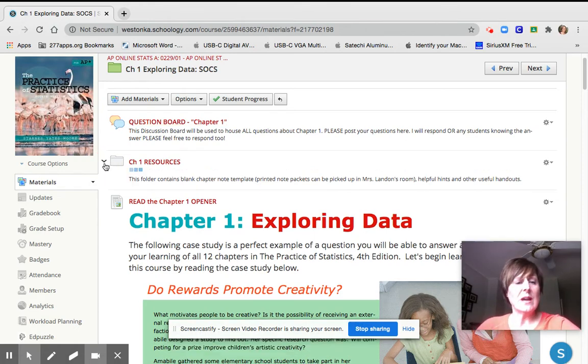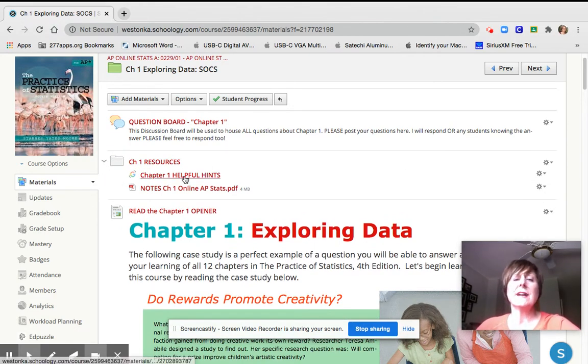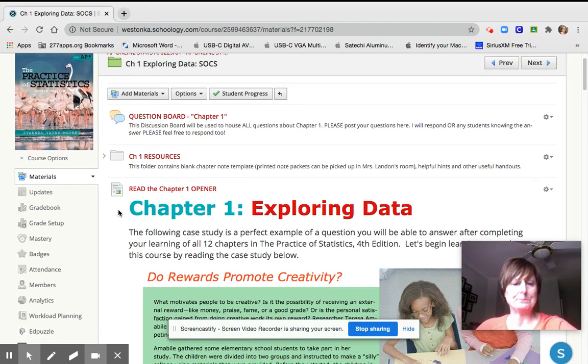There's always a chapter resources section, and in here you're going to find a link to some chapter helpful hints, things that summarize a chapter, what I think is very important for you to know for your exams. And then a copy of the electronic version of the hard paper note packet that I give you in class. People that use iPads really like this because they can pull it up on their iPad and take their own annotated notes electronically versus using the hard paper copy. But I will supply the paper copy every chapter, and I do recommend you grab one.